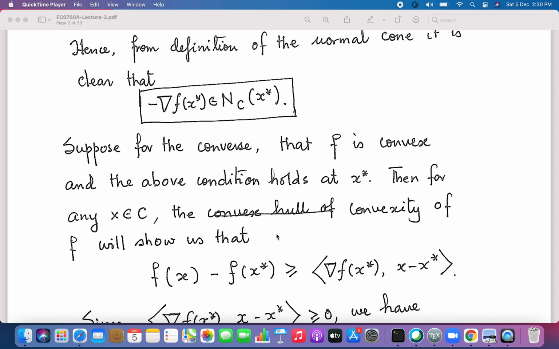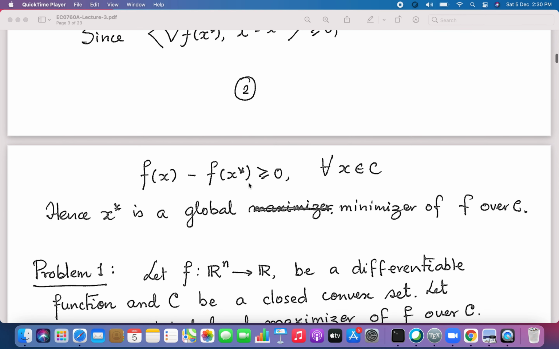For the converse, it's pretty simple, because if you assume this thing, it simply means that for any x in C, this quantity is greater than or equal to 0. Then, applying the convexity, the characterization of a differentiable convex function, you put any x in C, this is true, then put this to be greater than or equal to 0. Then we simply have this for every x in C, showing that it is a global minimizer of f over C. So this is the first result that we learn here.